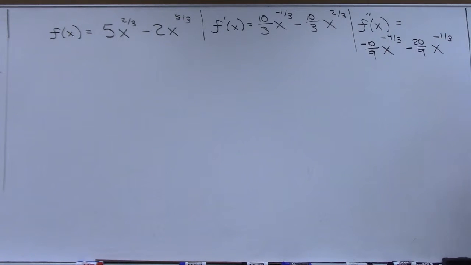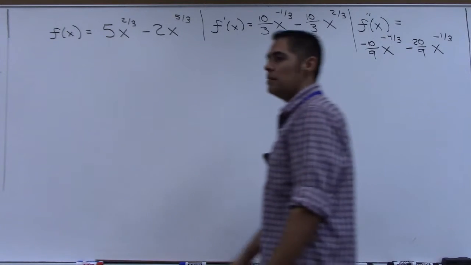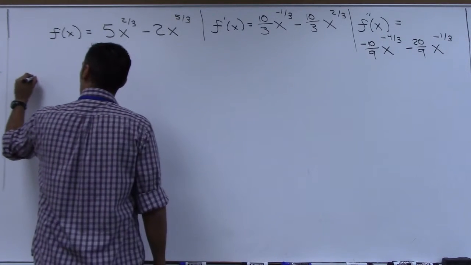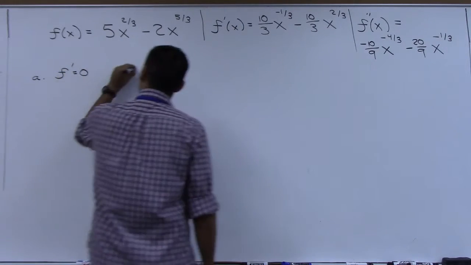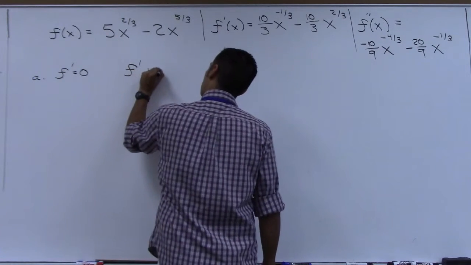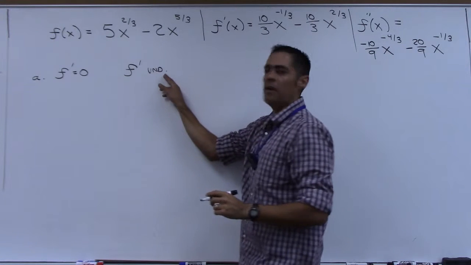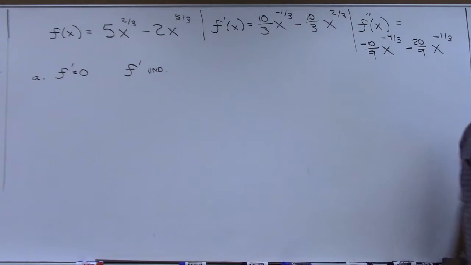I think you can already appreciate the fact that the algebra of this one is going to be much more challenging. Yes? All right, well, let's go with it. So for part A, we're going to figure out where the derivative is 0, and we're also going to figure out where the derivative is undefined. I'm just going to say UND, undefined. Those are the two questions we have. Those will be our critical numbers.